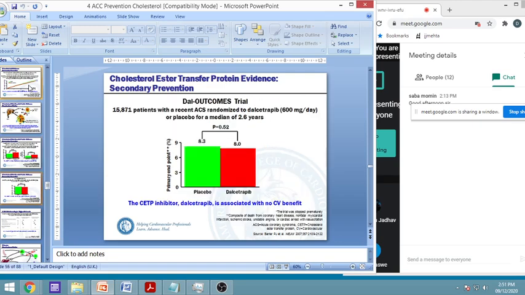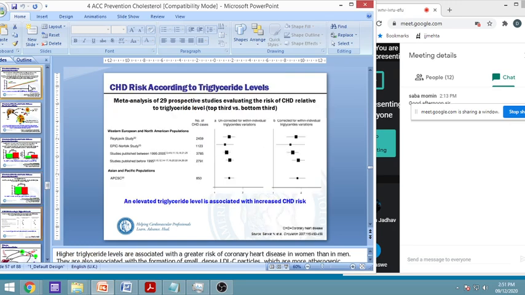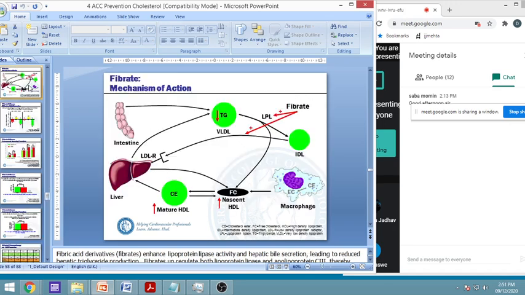Then this again has no benefit, almost equal graph you can see, and an elevated triglyceride level is associated with increase in the cardiovascular risk in these patients. Then lastly, the fibrates mechanism, I will not repeat it, that is how these fibrates are working, how they are reducing the VLDL formation, and they decrease the triglycerides, and they are acting at various levels. Because of that, they increase the HDL level, and they stabilize the macrophages.